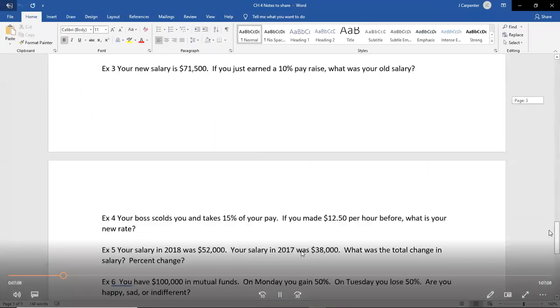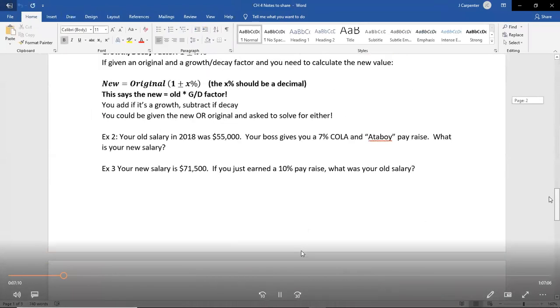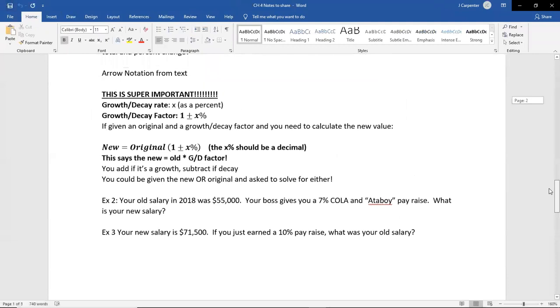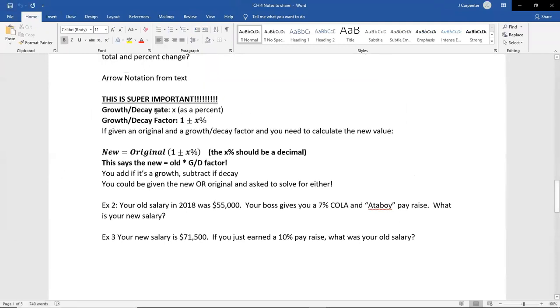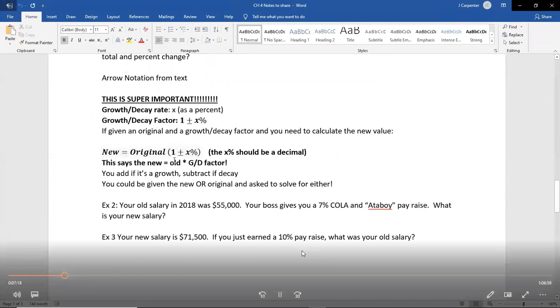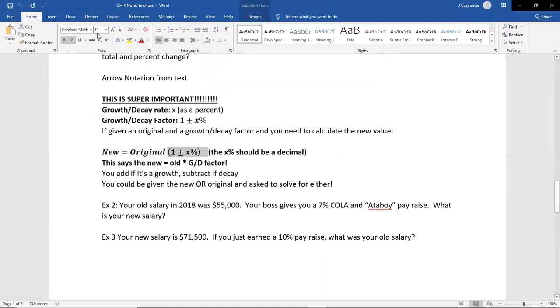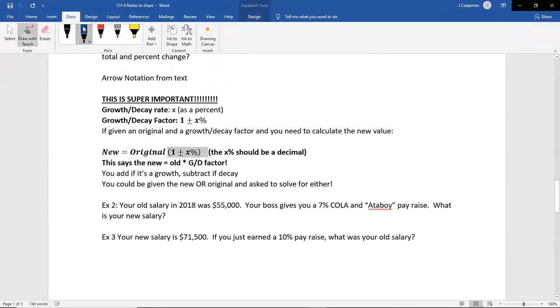All right. Last time we did all of these problems, we talked about this growth factor, this growth decay rate, this new equals original times the 1 plus or minus X%, where this right here was your growth factor. This thing right here, or decay factor. The slash does not mean division, I'm just saying or decay factor. It depends on whether we're acquiring more things or losing things.